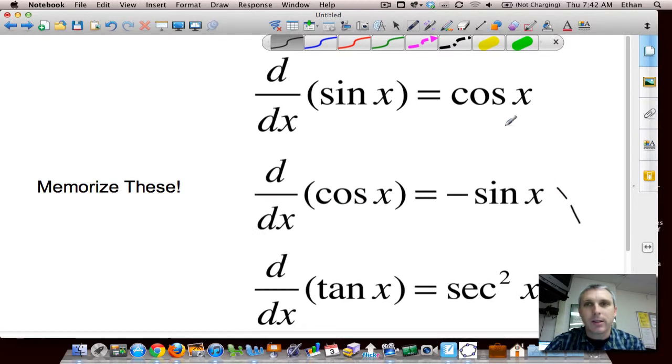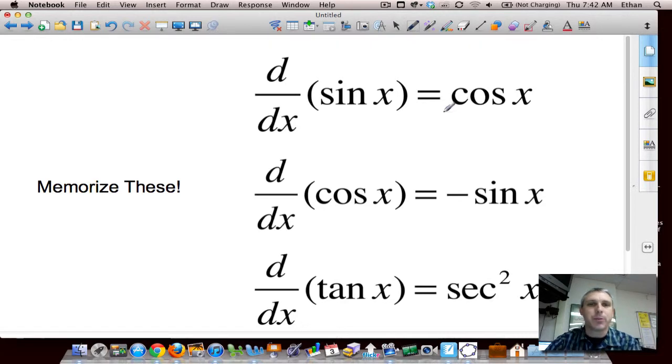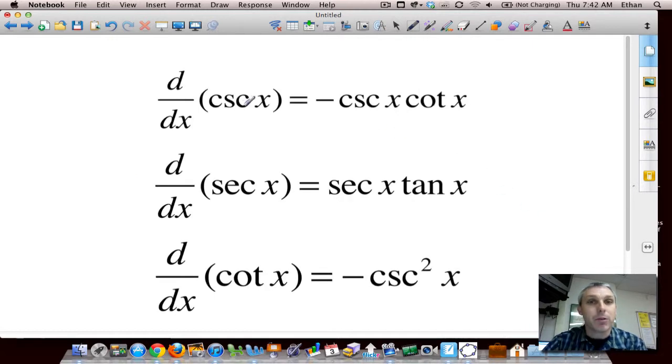So here is a list of 3 of the derivatives you need to memorize. Next page I have the other 3, but you need to just memorize these, know them inside and out, make flashcards, do whatever you need. Derivative of sine is cosine, derivative of cosine is negative sine, derivative of tangent is secant squared. Those are the 3 biggies, and then the other 3 are derivative of cosecant is negative cosecant cotangent, derivative of secant is secant tangent, and the derivative of cotangent is negative cosecant squared. I would write these in your notes, I would make flashcards, I would memorize them.